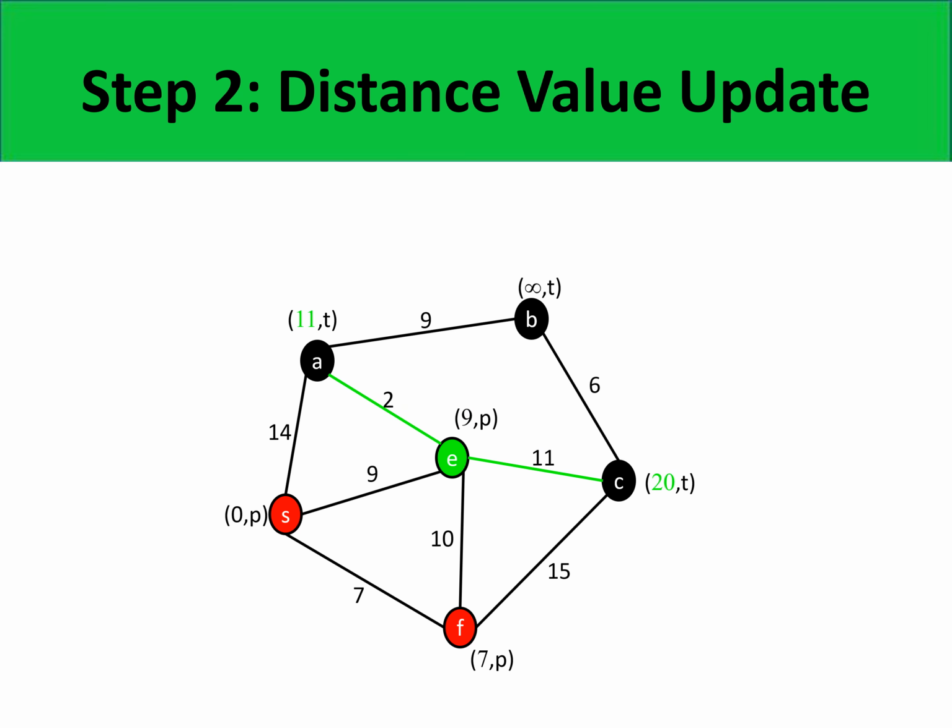After updating, we see that the distance values of the vertices labeled with temporary are 11, infinity, and 20. The one with the lowest distance value is vertex A, and it has a distance value of 11. So this means that we're going to change the status label of vertex A from temporary to permanent. So this indicates that we already found the shortest distance from the starting vertex S going to the vertex A, and this is given by 11.